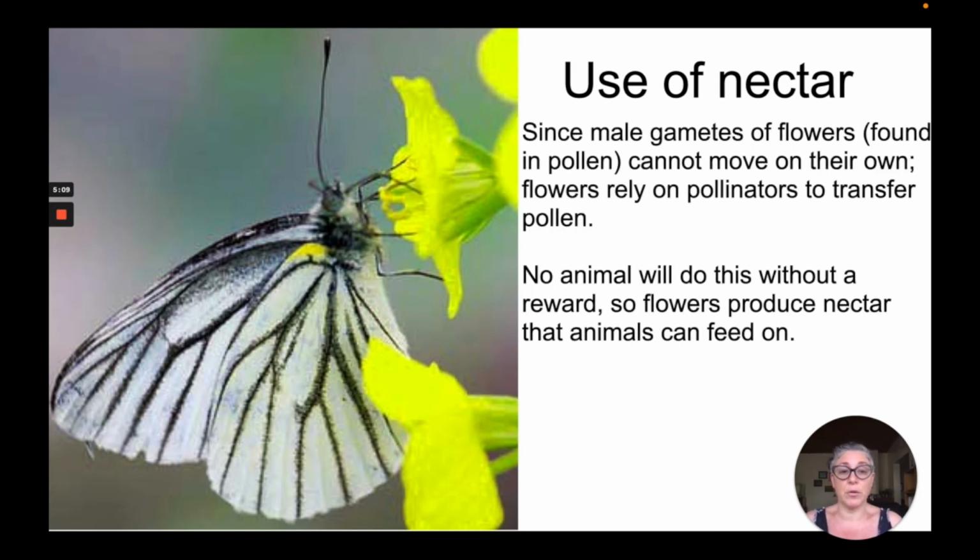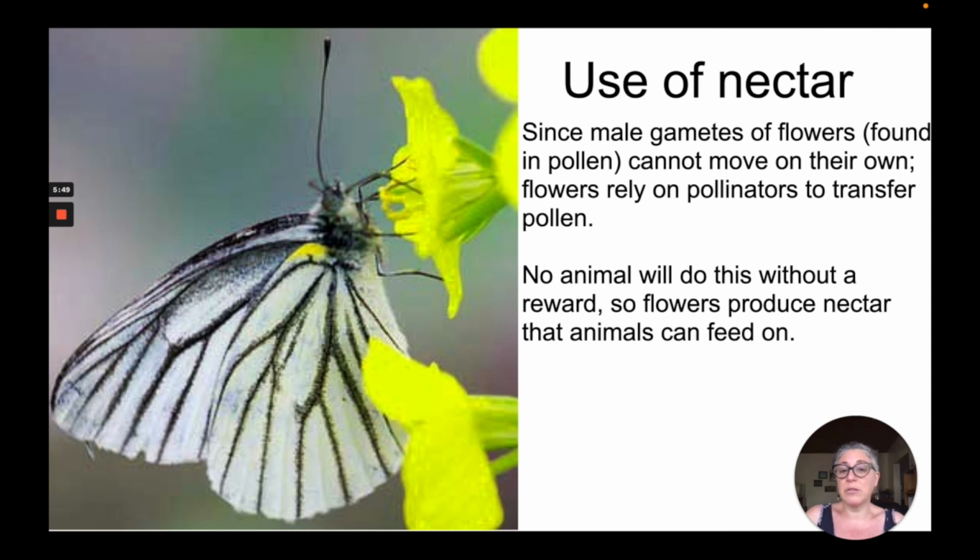Now, you probably already know this, but there are sex cells in flowering plants. They're called gametes. The male gamete is the pollen, and it really can't move on its own. So it's going to rely on pollinators to transfer the pollen from the male structure to the female structure of a flower of the same species, whether it's the same exact flower or another flower on the same plant or another flower on another plant of the same species. It doesn't matter. All of that is pollination. So really, the pollinators have to do this.